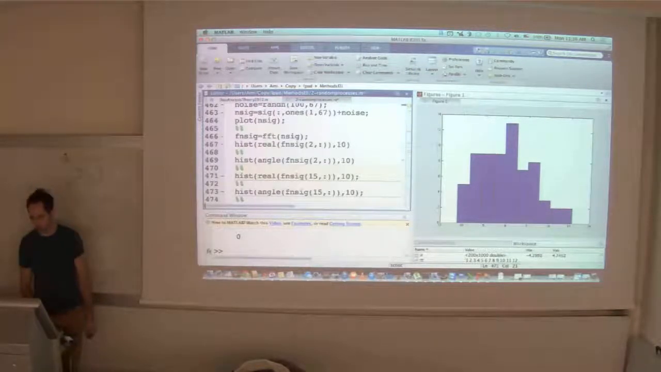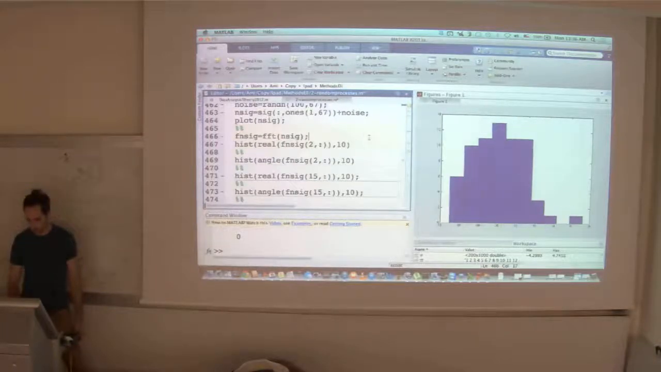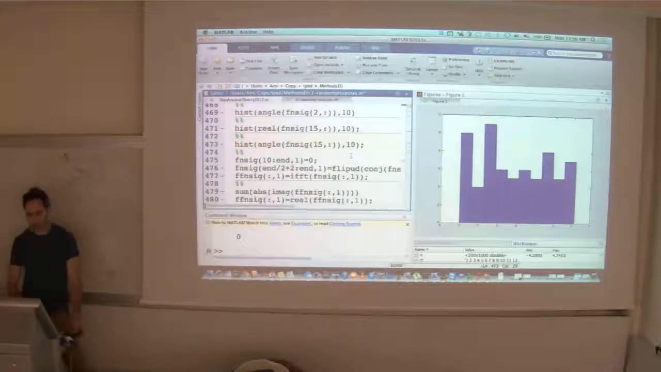The distribution is between 0 to 10, and the distribution of powers in frequency 2 is much higher. It's around 30, 25. And the phases of frequency number 15 are totally uncorrelated. So these are all our hints.